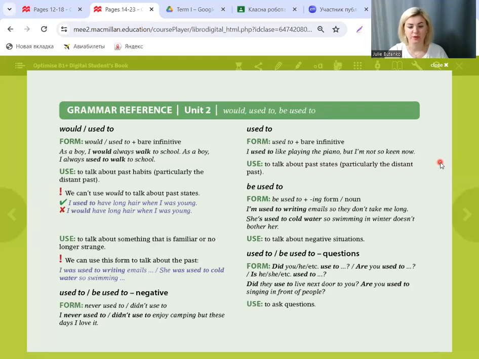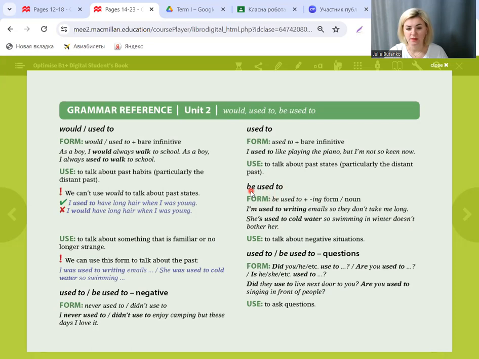Let's sum it up. Підводимо підсумок сьогоднішнього уроку. Отже, to talk about past habits, particularly the distant past, and to talk about something that is familiar or no longer strange, we use would and used to. To talk about past states, we use used to, and we can use would. And new rule for us today is a rule for structure be used to.